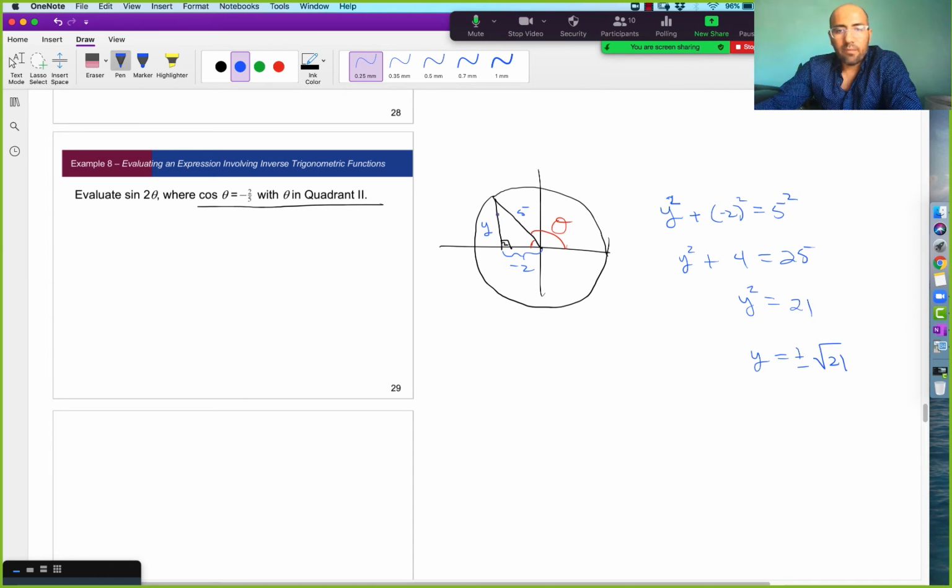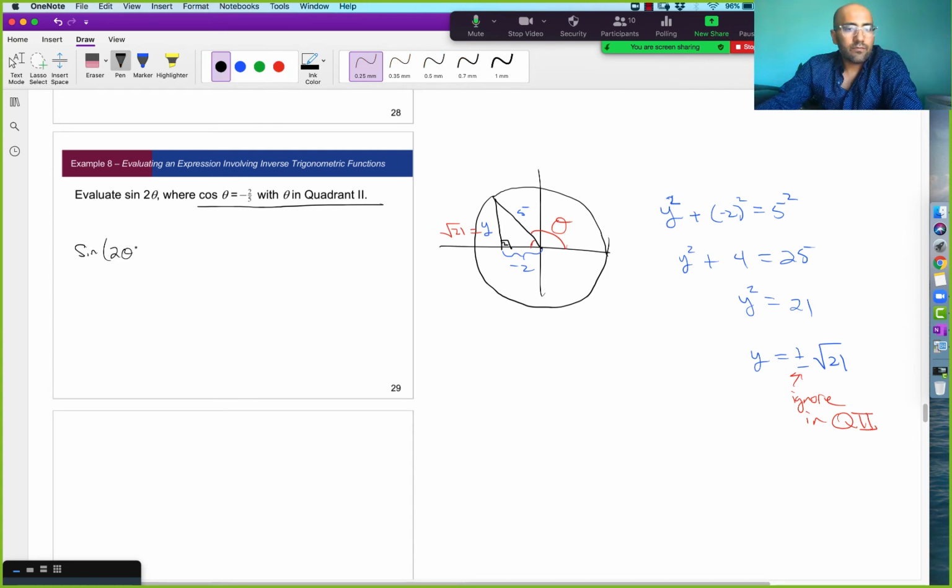But from the picture, I can tell that it must not be the negative. So we ignore that minus because we're in quadrant 2. And that's what the value of y is. Y equals positive root 21. Okay, so from this little picture, I can describe all the other trig functions of theta. So now I can come back over here and work with this thing.